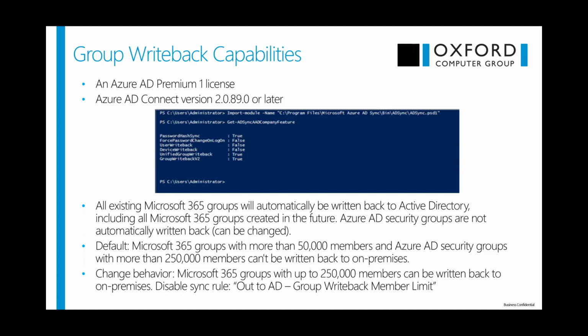Also to note, Microsoft 365 groups with more than 50,000 members and Azure AD security groups with more than 250,000 members can't be written back to on-premise. However, that limit can be increased, for Microsoft 365 groups, up to 250,000 members, by disabling the sync rule group write-back member limit. When you do increase that member limit, you'll see the synchronization probably slow down a little bit because you're having to handle all the group memberships.